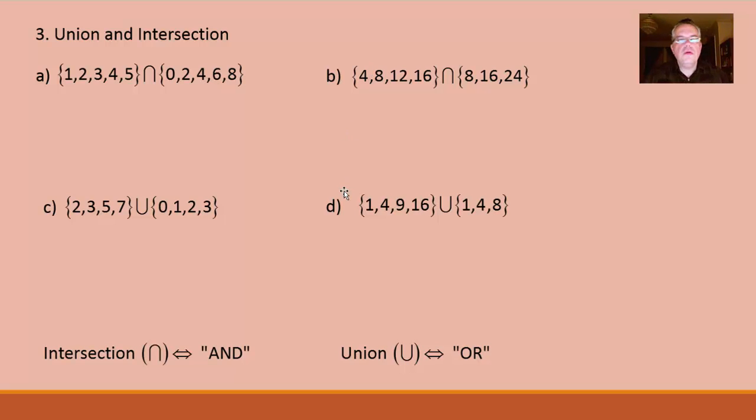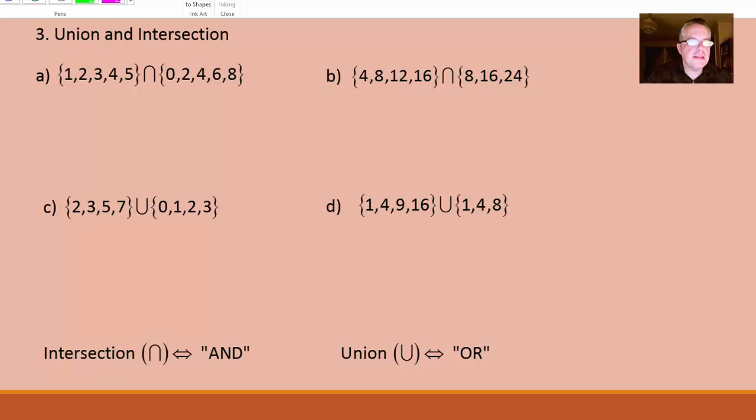Here we go. No Venn diagrams this time. This time we just have lists of sets, and we're asked to find the numbers that are in both sets or either set. So here we go. This first one, we've got to get used to the symbol here. This symbol right here is a symbol for intersection, and it goes with "and."